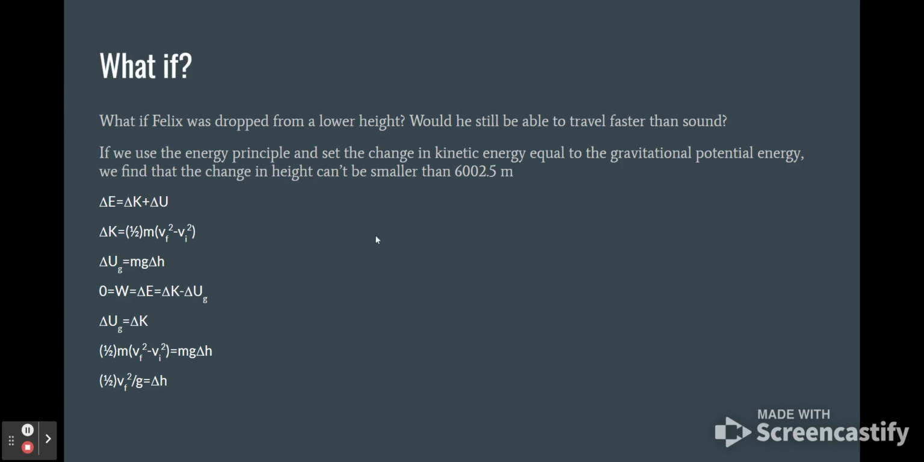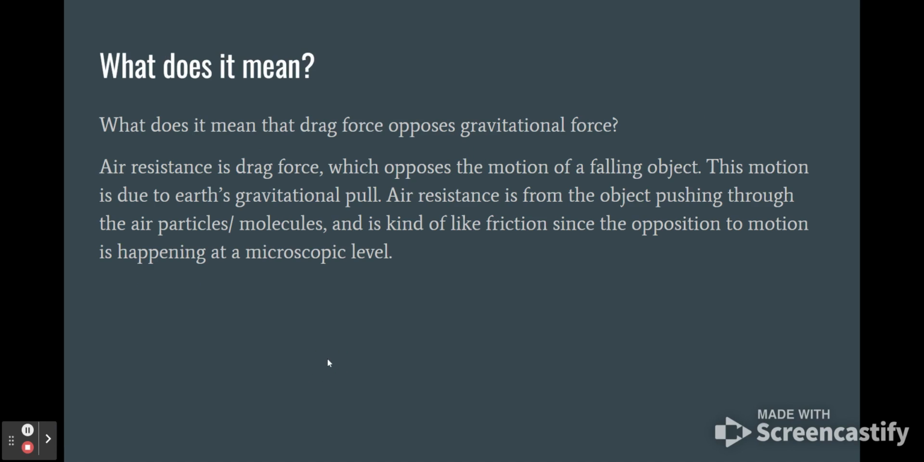So what if Felix was dropped from a lower height? Would he simply be able to travel faster than sound? If we use the energy principle and set the change in kinetic energy equal to the gravitational potential energy, we find that the change in height can't be smaller than 6,002.5 meters, since we're using the final velocity equal to the speed of sound. We are also saying that the system is Felix plus the surroundings I said earlier. So we get no work done by the surroundings, and we can set delta U gravity equal to delta K to find this.